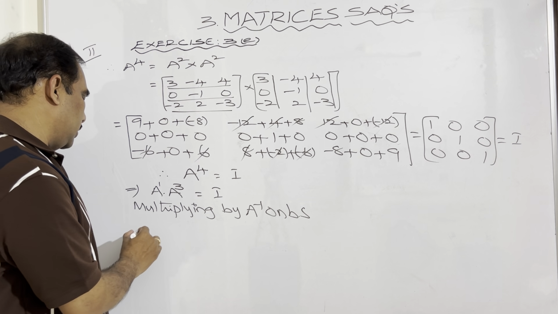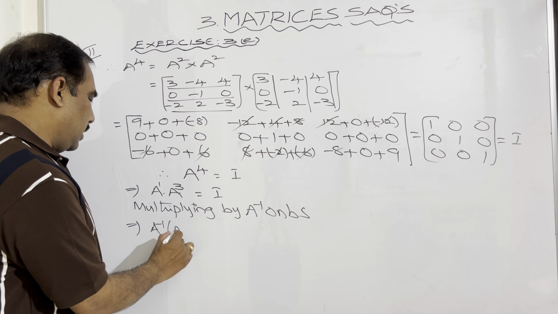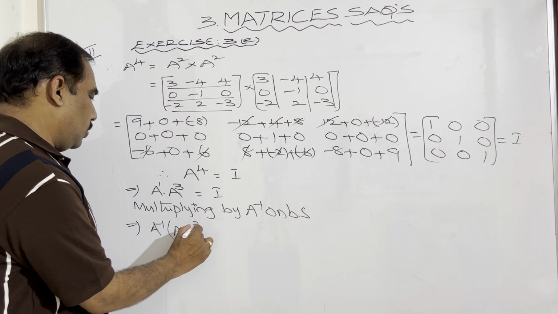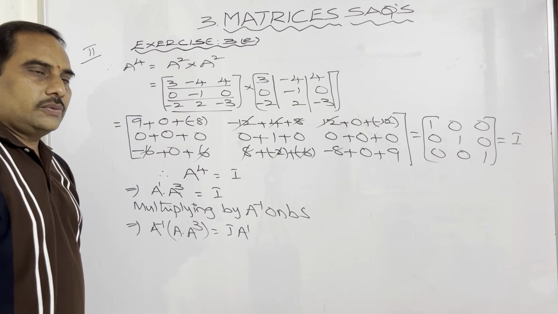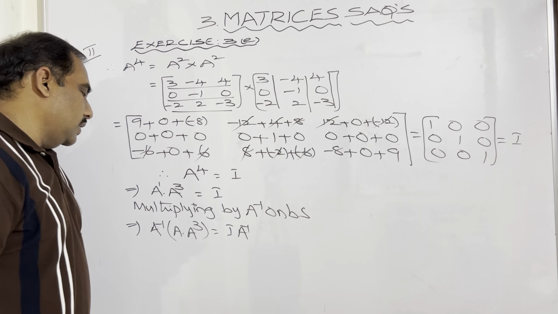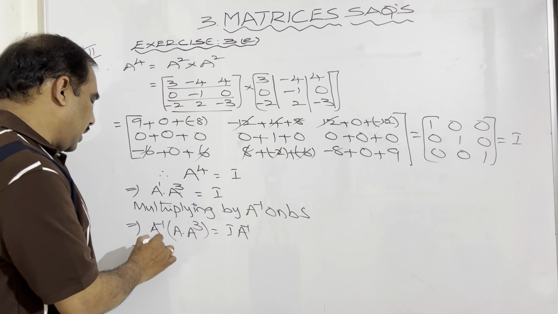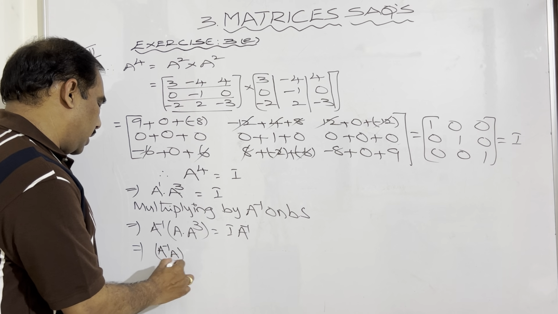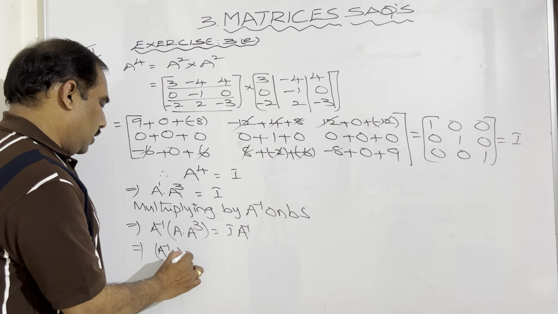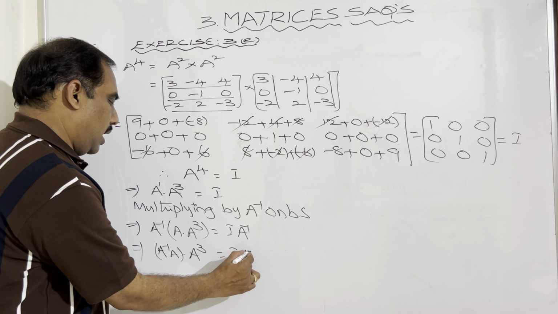When you multiply by A inverse on both sides, the above condition becomes A inverse into A into A cube, which is equal to I into A inverse. See here, so now further what I am doing is, here considering A inverse into A, these two matrices product as one matrix into A power 3 is equal to I into A inverse.